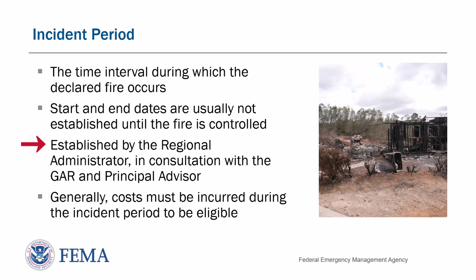The incident period may start on the date of the Fire Management Assistant Declaration or with the initial firefighting actions at the time when the fire threatens such destruction as would constitute a major disaster. Generally, work must be completed during the incident period to be considered eligible for FMAG funding.